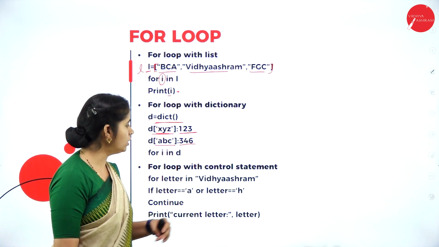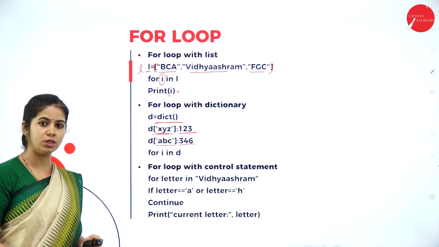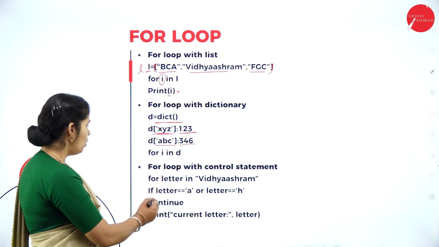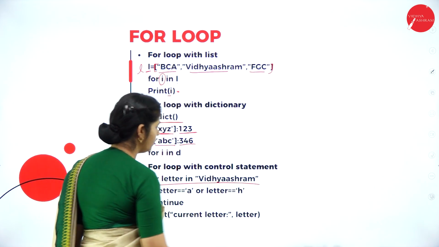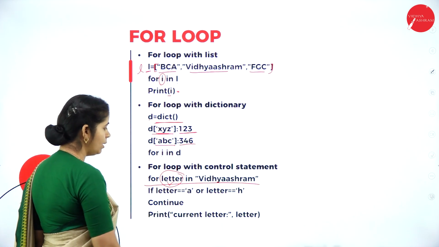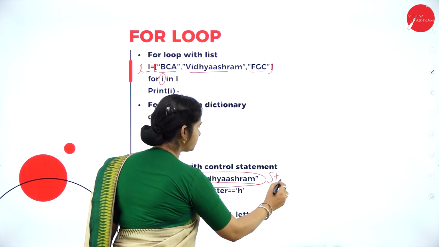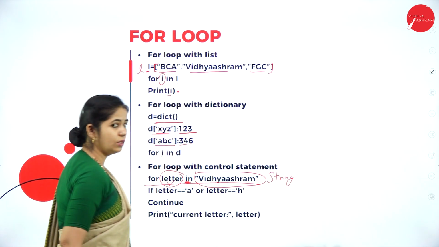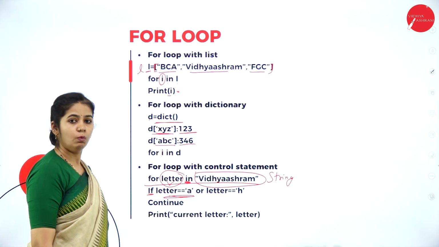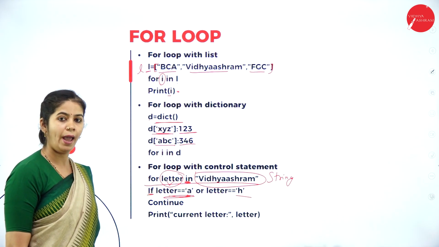Then for loop with the control statement. What is a control statement? If else is a control statement. We can use a for loop with the if else statement also. For letter in Vidhyaashram, letter is a variable. Where am I searching? I am searching in this particular string. Which letter am I searching for? That is given with the if statement. I am searching for letter A and letter H.